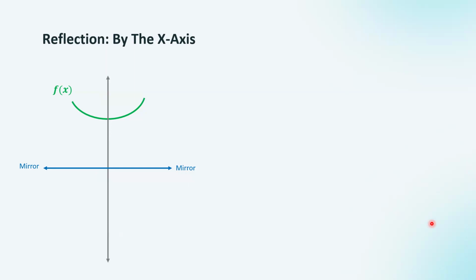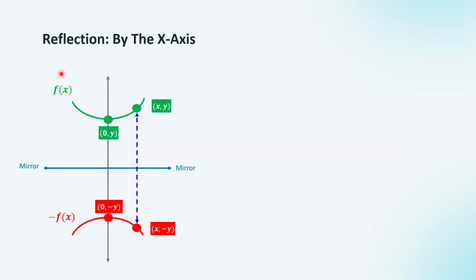So if we want to reflect a graph by the x-axis, we can just imagine that the x-axis is the mirror. And let's imagine that we have two arbitrary points in this graph, (0, y) and (x, y). If we mirror it, what will we get in terms of the points? We will get (0, minus y), and then (x, minus y). If we mirror every point in this function, we will get something like this.